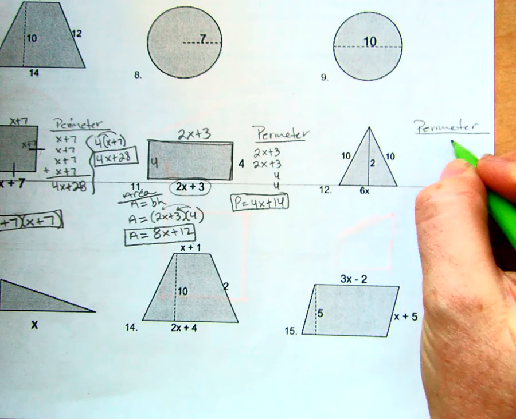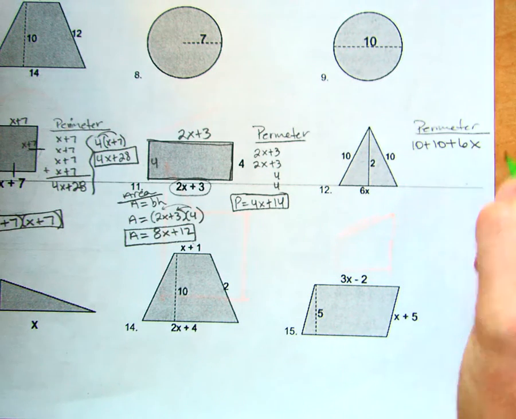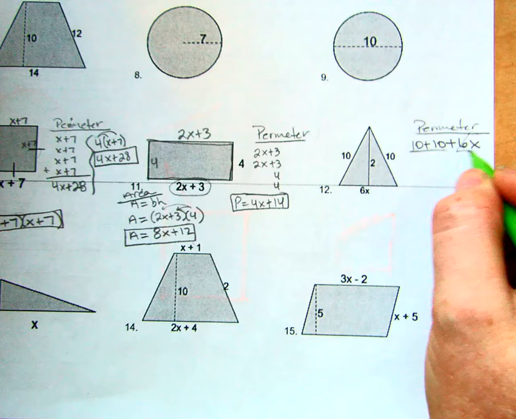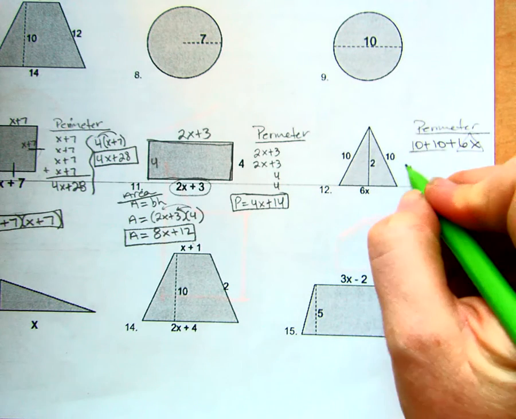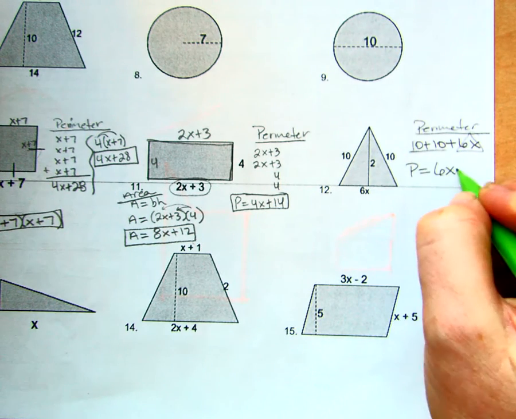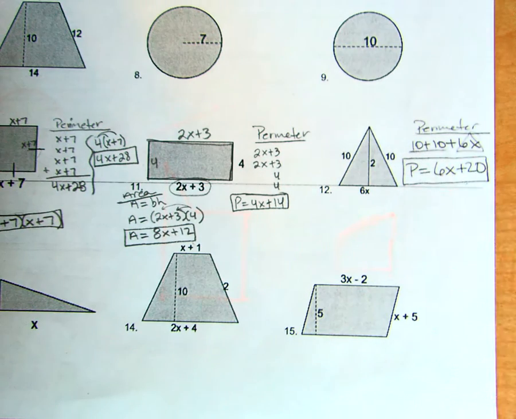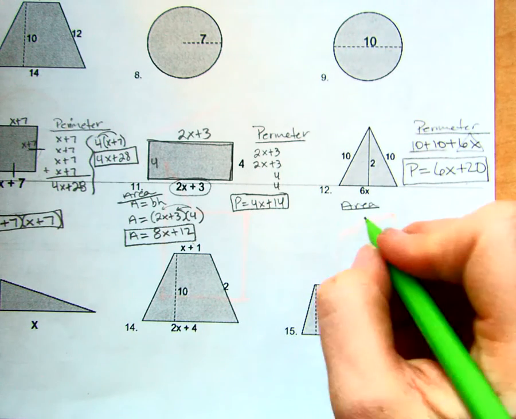So I'm going to add 10 plus 10 plus 6x. I can combine these because they're like terms, but this is not a like term because it has an x in it. So actually my perimeter is going to be 6x plus 20. Remember, standard form would have us write x first before the number without the variable. Okay, then I'm going to find the area.